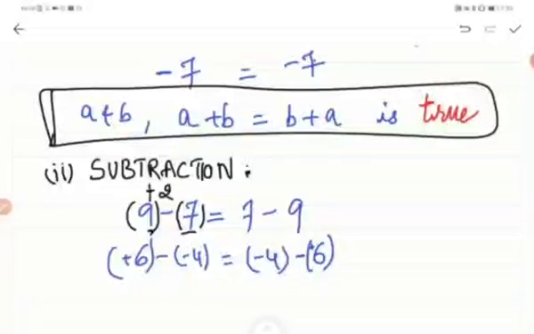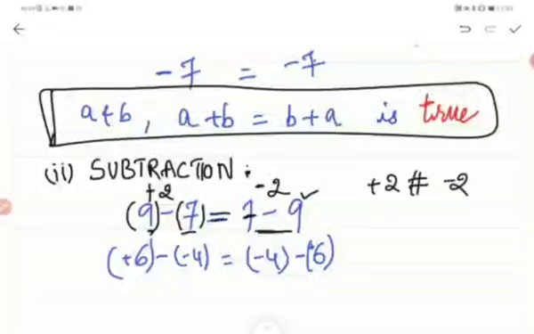On the right hand side, how much will you get? 7 minus 9, yes, it is minus 2, right, we are giving the sign of the bigger number. Here it is minus 2 and here it is plus 2. So plus 2 is not equal to minus 2, isn't it? Okay, let's see one more example.